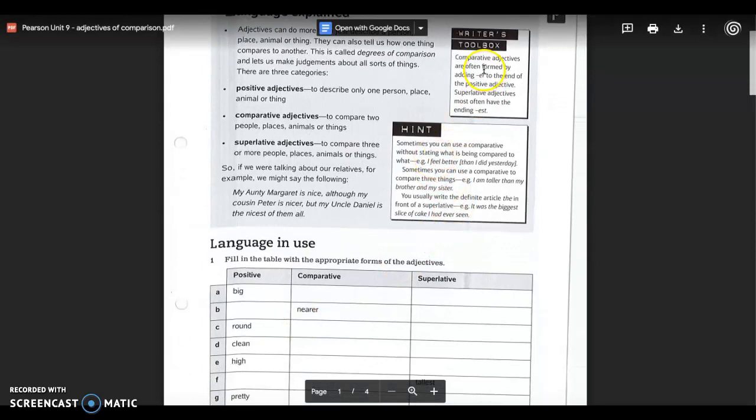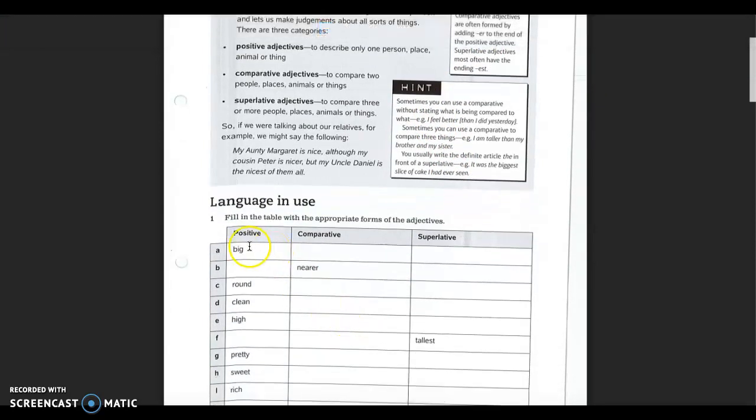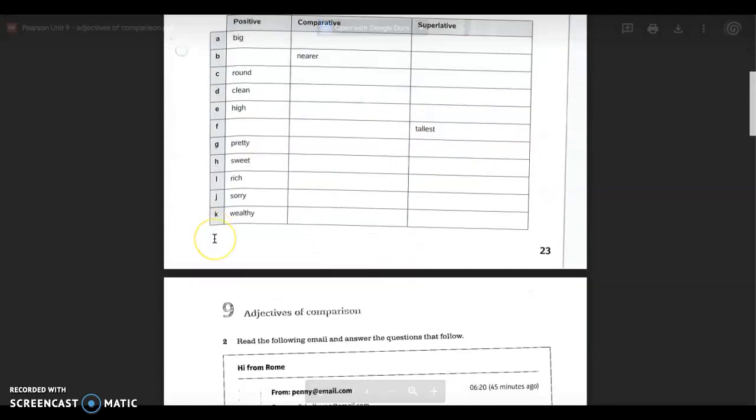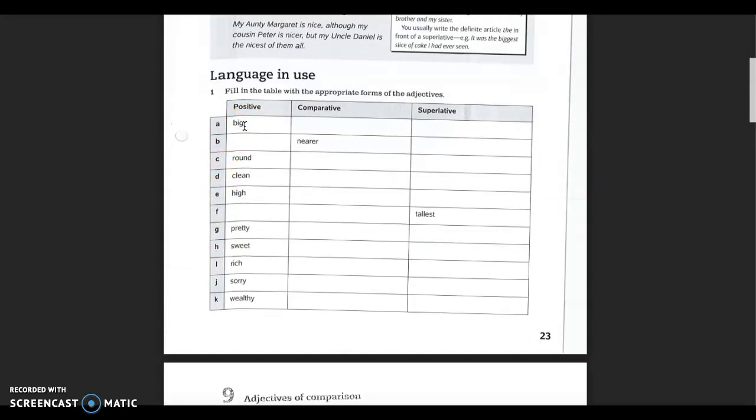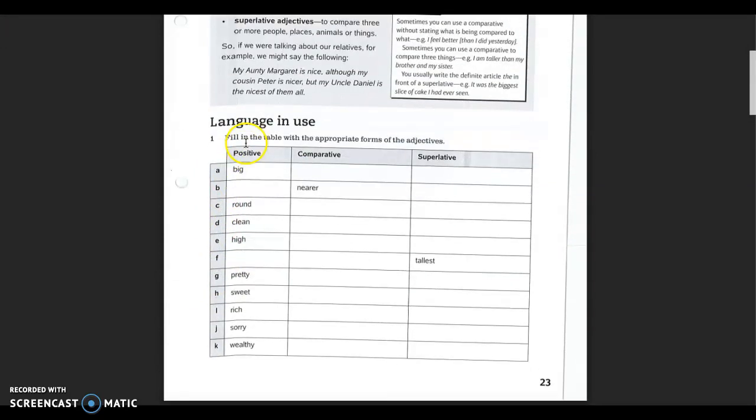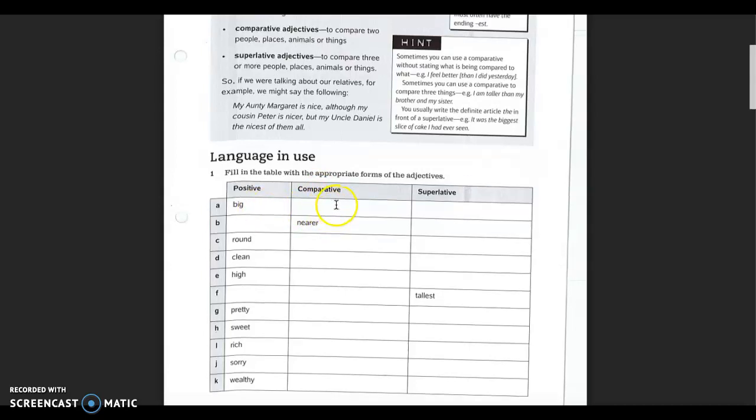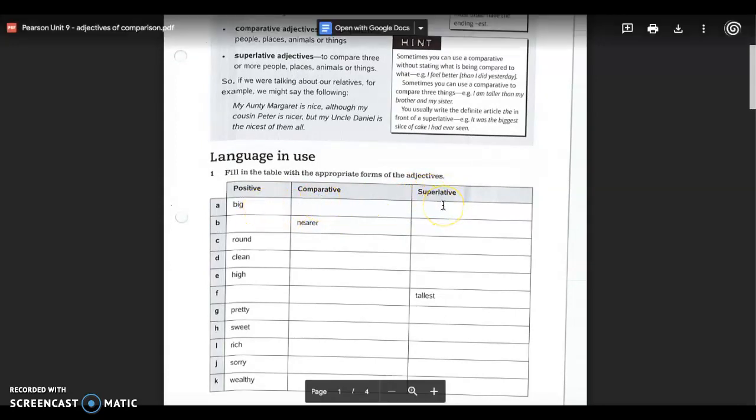Okay, you can read through the hint and the writer's toolbox there as well if you wish, but just to show you the work that you need to do today. The first thing you'll do is number 1, fill in the table with the appropriate forms of the adjective. Okay, so you've got 8K here. The first one is your positive adjective and the word is big. So for comparative, let's do the first one together. You will have bigger. So you'll have big, and bigger being the comparative. And then you move into superlative. So you have big, bigger, and next one here, biggest.